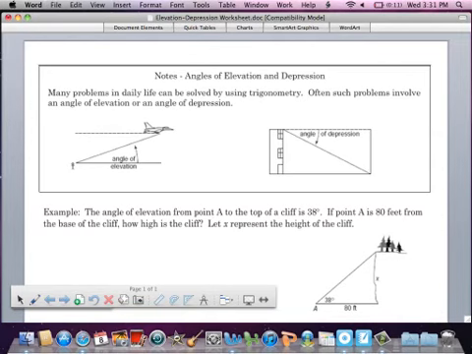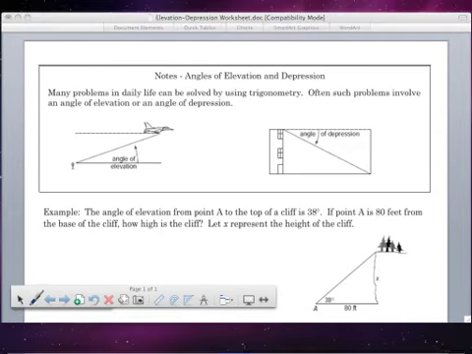straightforward. Okay, suppose you were looking straight out parallel to the horizon, and you look up at a certain angle. That angle that you're looking up at is the angle of elevation, and so this angle right here would be the angle of elevation.